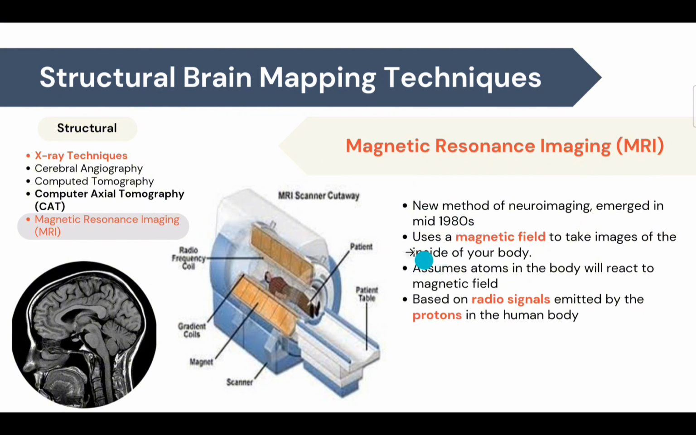And as the name suggests, it uses a magnetic field to take images of the inside of your body. So we assume atoms in the body will react to the magnetic field, based on radio signals emitted by the protons in the human body. So in our body there are protons, in our blood and in the water contained in our body, and these will react to the magnetic field of the MRI.